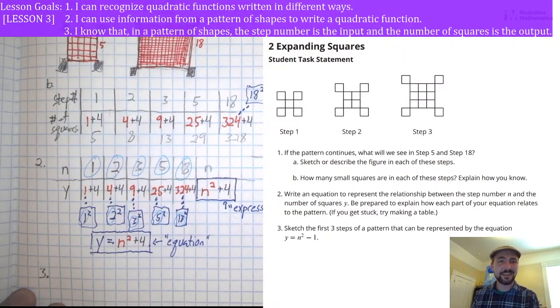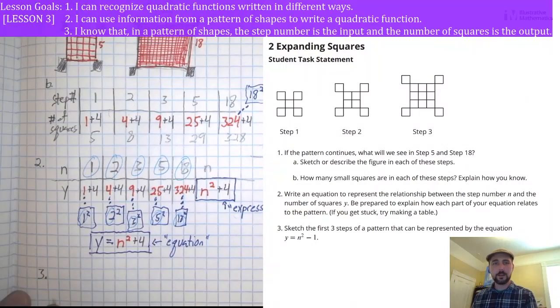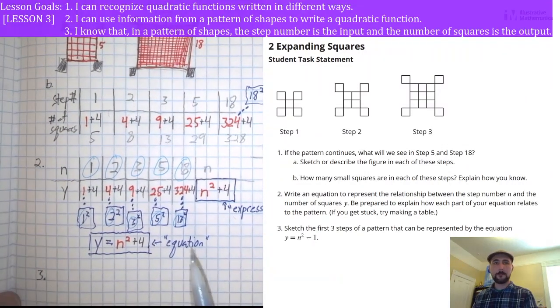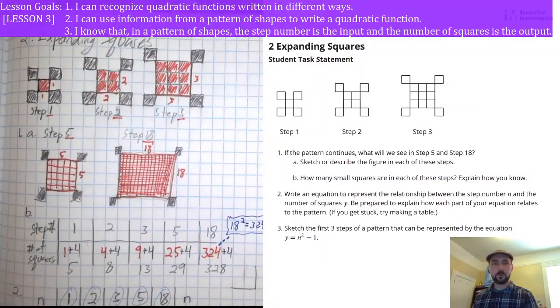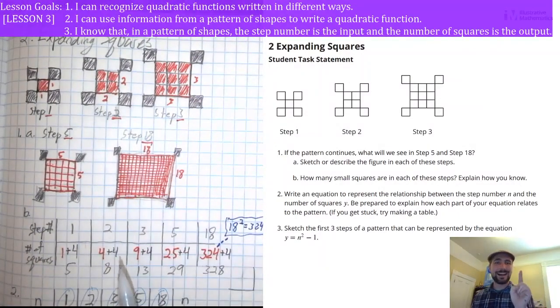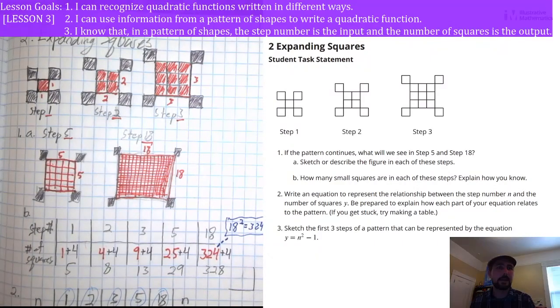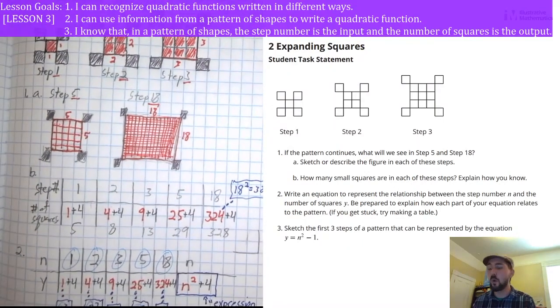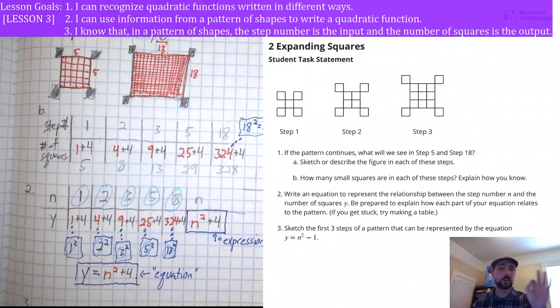Okay, welcome back. I just remembered, we're not going to do this in this video because it's getting long, but the formula that we came up with for this pattern is not the only way to do this. I'm looking at learning lesson goal number 1 up there. I can recognize quadratic functions written in different ways. So there is more than one way to do this. And maybe in a follow-up live stream, we will go over a different way to think about this. But if you think you've got a different way, good for you. And I'm sorry I didn't say that sooner.